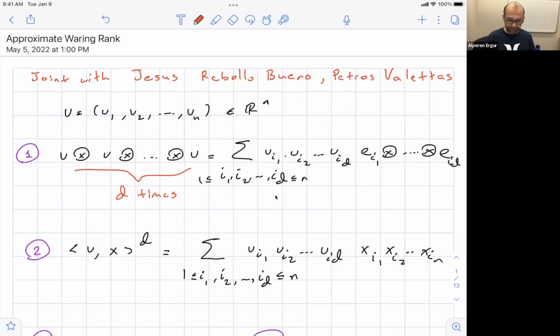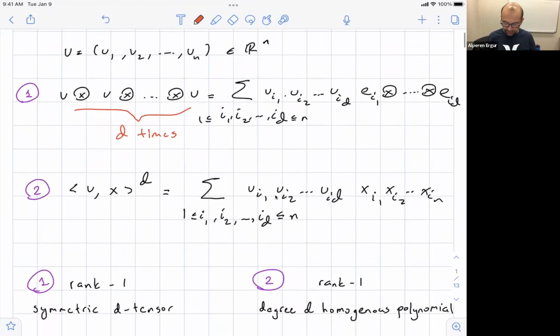Okay. All right, so we've got a vector with n coordinates here, right? And the first thing is I take the tensor product of this vector with itself d times, right? By the way, I guess you hear me well and everything is fine. I didn't ask that part. Okay, great. The first thing I write there is you take the tensor product of this vector with itself d times, and you get what I just wrote there, right?